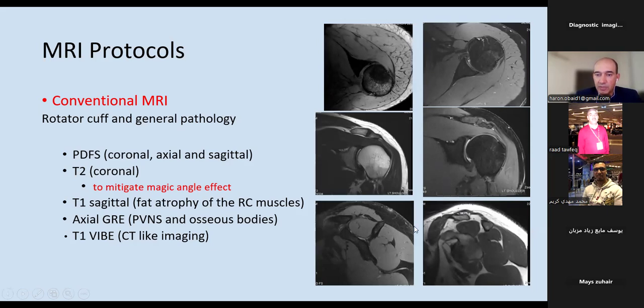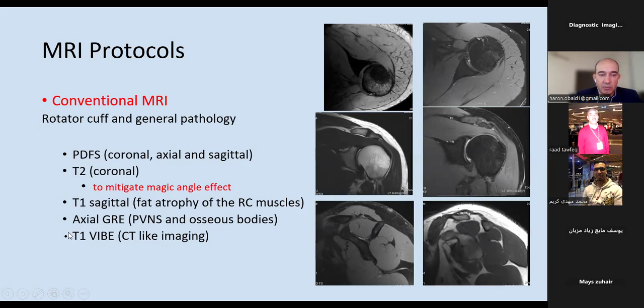Most of the sequences are PDFS. So we have sagittal PDFS, coronal PDFS, axial PDFS. We also have a MEDIC, which is a gradient recall echo sequence, and we have sagittal T1, and the sagittal T1 is to quantify muscle atrophy and fatty infiltration.